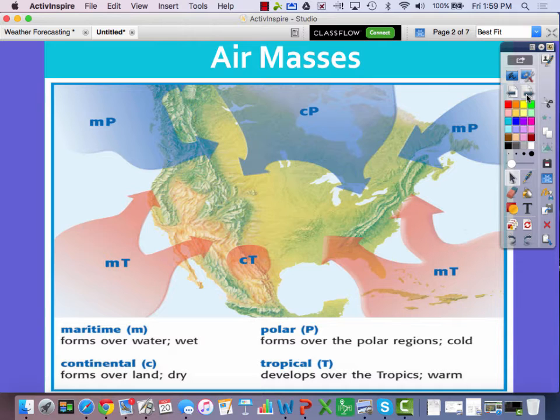Then you have polar, which forms over the polar regions like North Pole, South Pole, think polar bears, and it's really cold. And then you have tropical, and it develops over the tropics. It's warm, tropical air. Think of beach vacation.